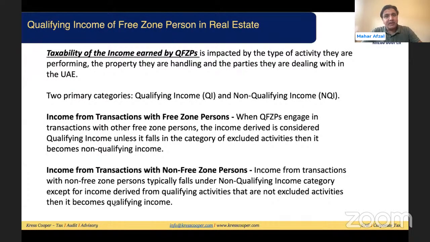So the contractor or the broker, as a qualifying free zone person, might be earning qualifying income based upon the criteria that we discussed on the previous page, or might be earning non-qualifying income. What is qualifying income? The criteria are 3 things. Other than this income, it will be considered non-qualifying income, and non-qualifying income will be subject to tax at 9%.